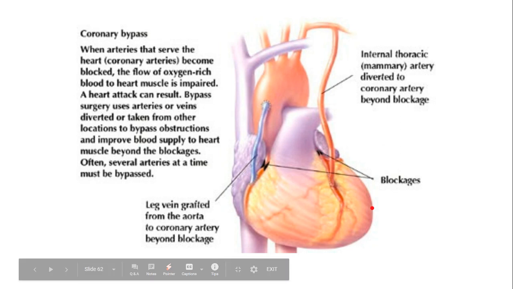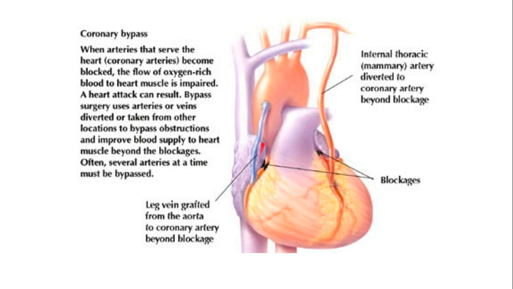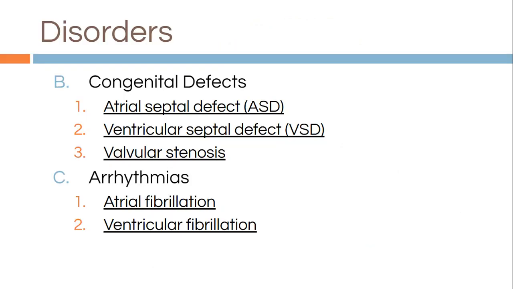That's a single bypass. Here's a double bypass where if you have two blockages, you can either hook on two pieces of vein, or they can even reroute some of these extra arteries that you have, like the mammary artery that isn't really necessary in most people, and you can go right past the blockage. So they have lots of different creative ways. Of course, they have triple and quadruple bypasses.